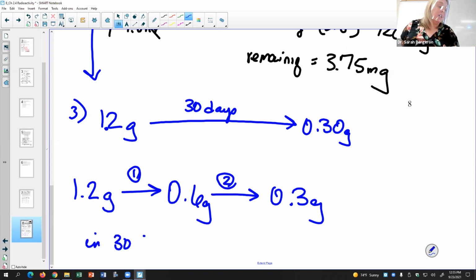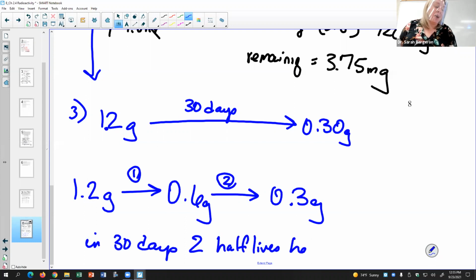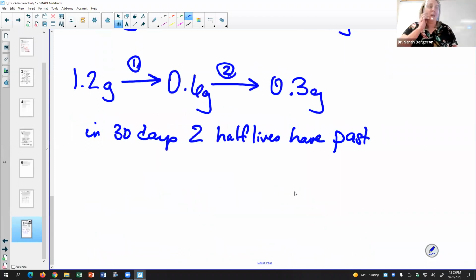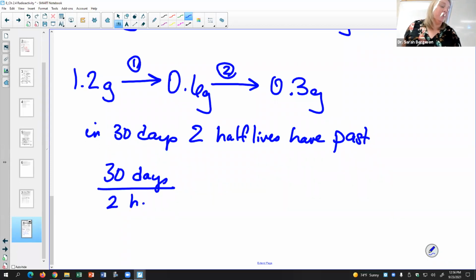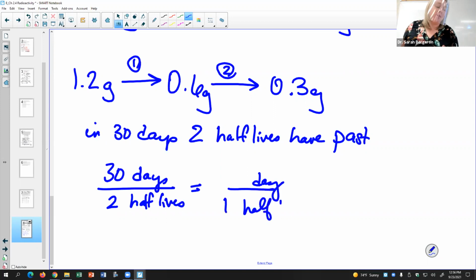So in 30 days, 2 half-lives have passed, right? So if in 30 days, 2 half-lives have passed, what is 1 half-life? 30 days per 2 half-lives. What is it per, how many days per 1 half-life? Simple, right? So you just have to kind of be thinking in half-life terms.